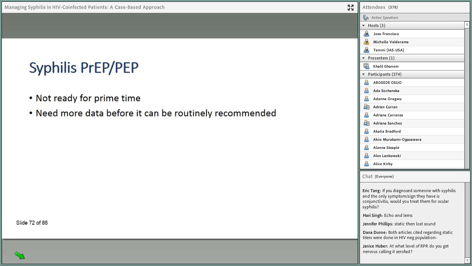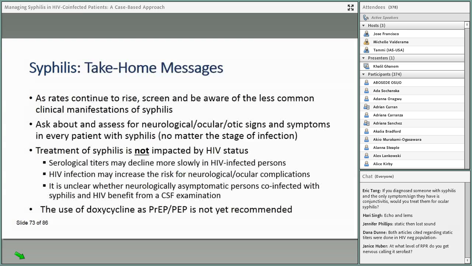There was a PEP study where 232 MSM were randomized to either 2 tablets of 100 milligrams of doxy to be taken within 72 hours of condomless sex. So they take 2 tablets 24 hours apart within 72 hours of condomless sex. They followed them for about 9 months, and they found essentially a nearly 70% reduction in the hazards for syphilis.